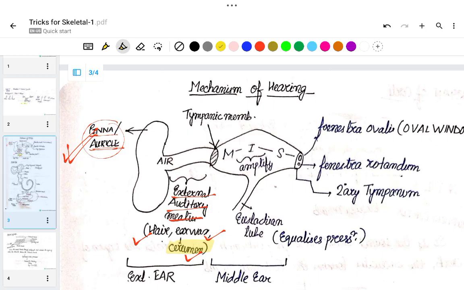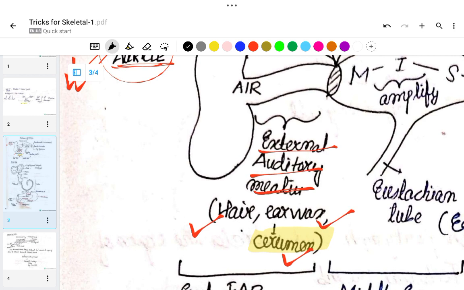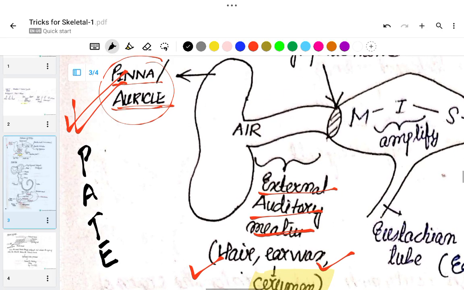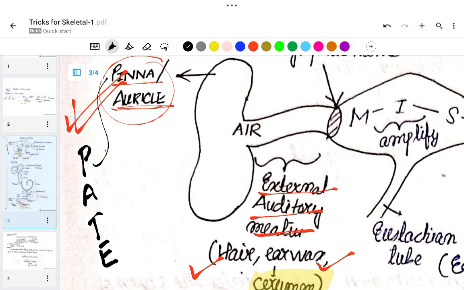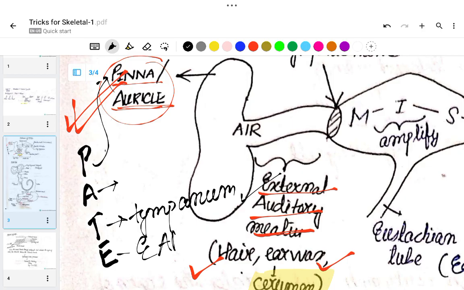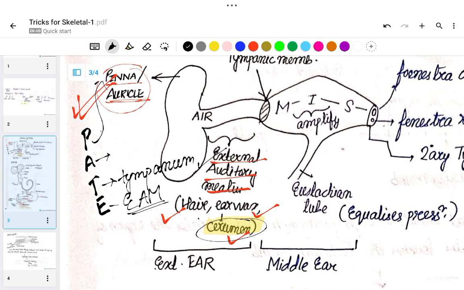And so what did we learn in the external ear? Let us write it again. Whenever you write, the thing gets embedded in the cortex. So it is P-A-T-E. P stands for pinna, or auricle. A stands for the auditory meatus, the external auditory meatus. T stands for tympanum. E stands for external. EAM we also say, external auditory meatus. It has hair, earwax, and cerumen.